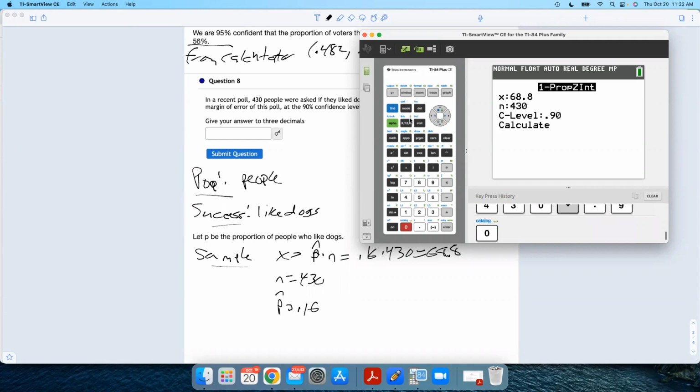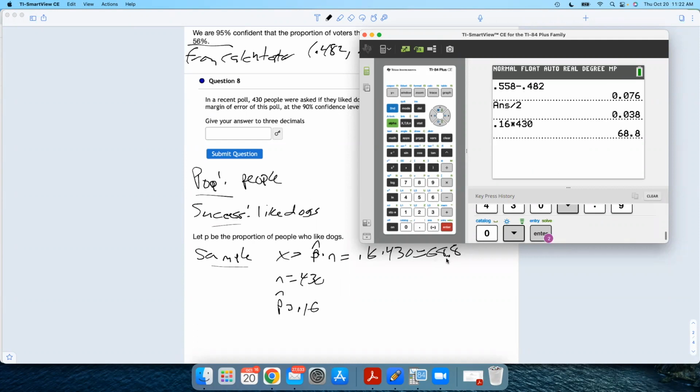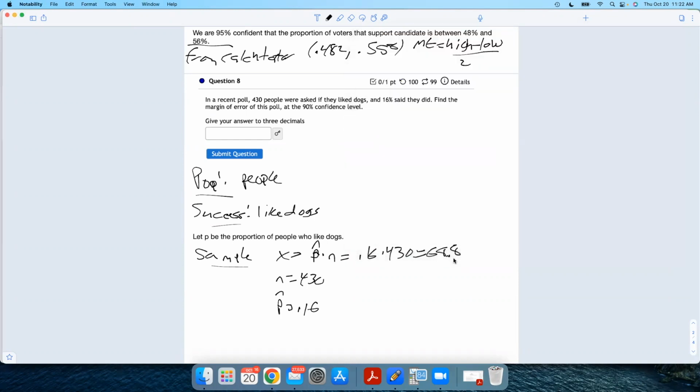And I want you to watch what's going to happen on the calculator here. Something weird's about to happen. We get an error. What did we do wrong? It's right here. X is number of successes. You can't have 0.8 people. X must be a whole number. Make a note of that.